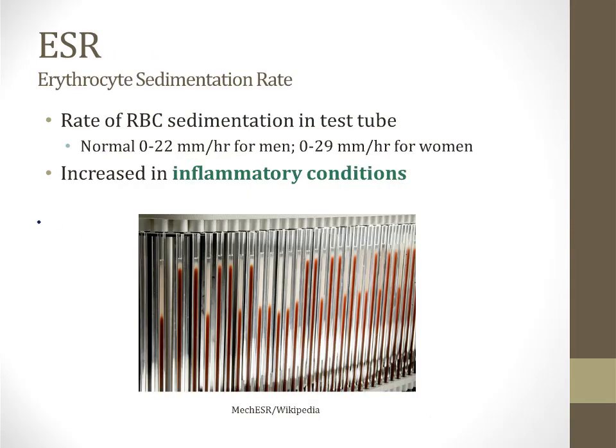The last topic I want to mention for this video is the erythrocyte sedimentation rate, or the ESR. This is the rate of red blood cell sedimentation in a test tube. Basically, you take a sample of a patient's blood, you place it in a test tube, and you measure the rate or the speed at which the red cells settle to the bottom of the tube. Normal is 0 to 22 for men and 0 to 29 for women.